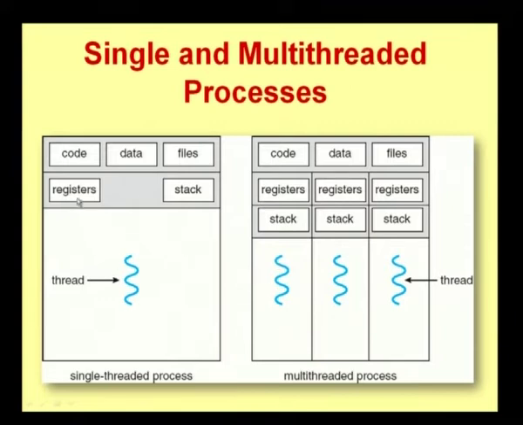Here you have a single stack and a single register because it is only one thread. Whereas in this case, for each and every thread you have a separate register and a separate stack, and for thread 3, a separate register and a separate stack. The code, data and files are common, but the register and stack have to be separate for each and every thread.